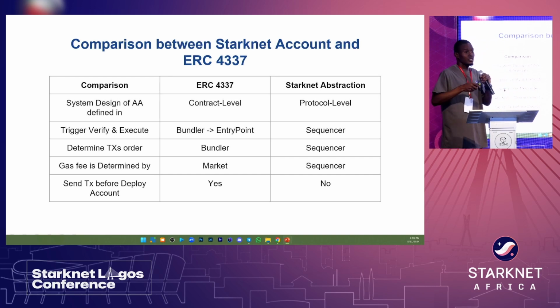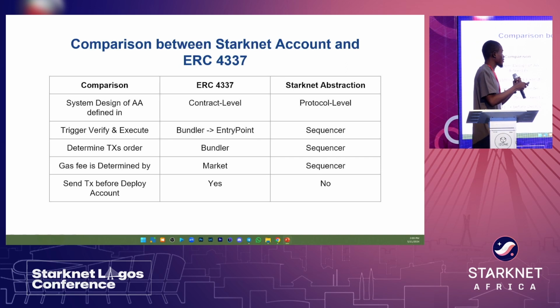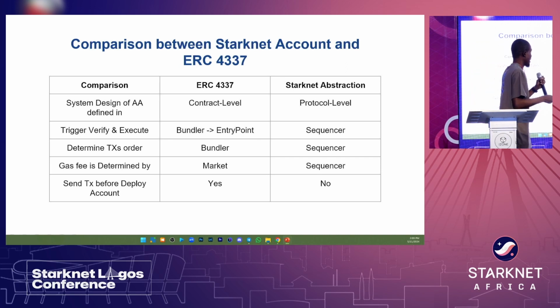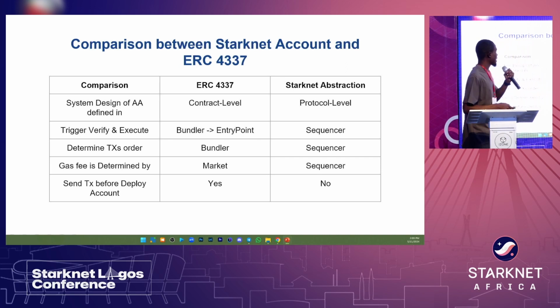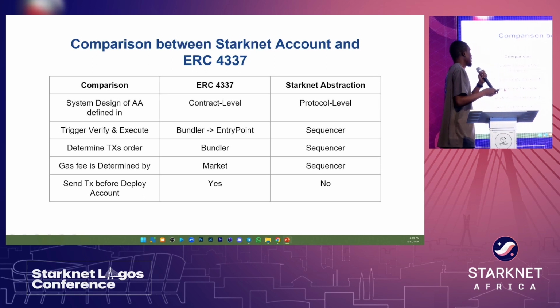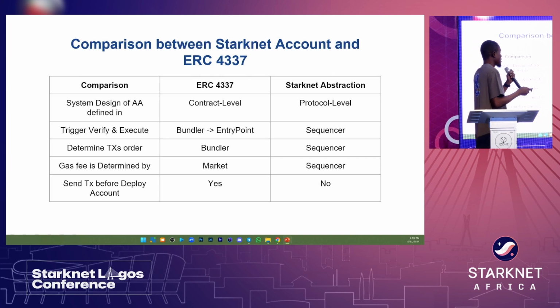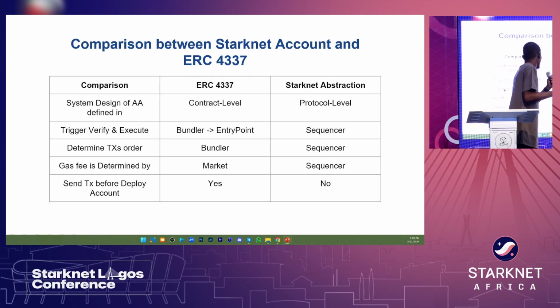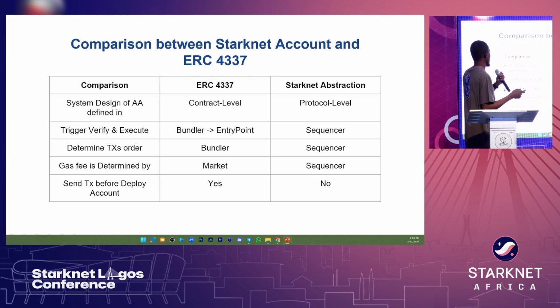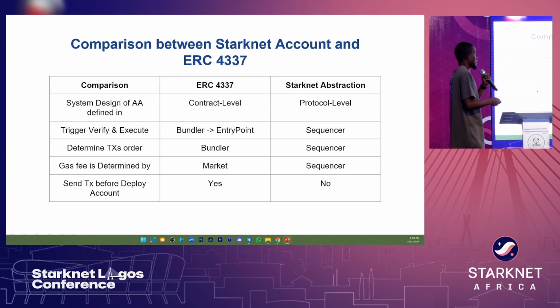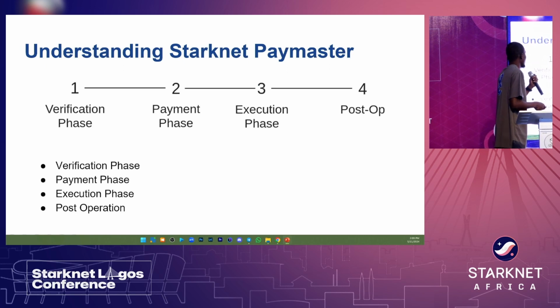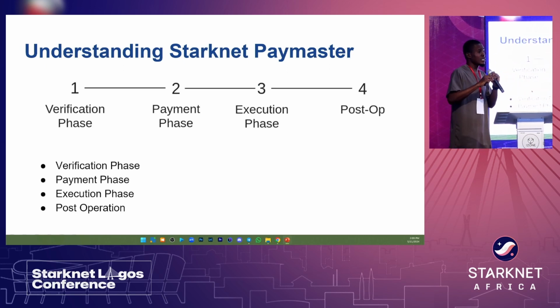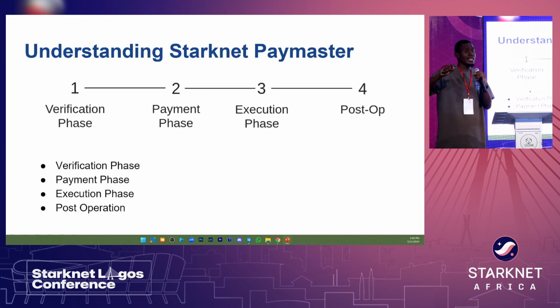Starknet abstraction implements its own abstraction natively, that is at the protocol level. And unlike ERC 4337, where we have the bundler, the entry point, and the likes, Starknet uses the sequencer to trigger verification and execution, determine transactions order, and the likes. That's for Starknet Paymaster. Now, that will help us understand the transaction flow in Starknet.